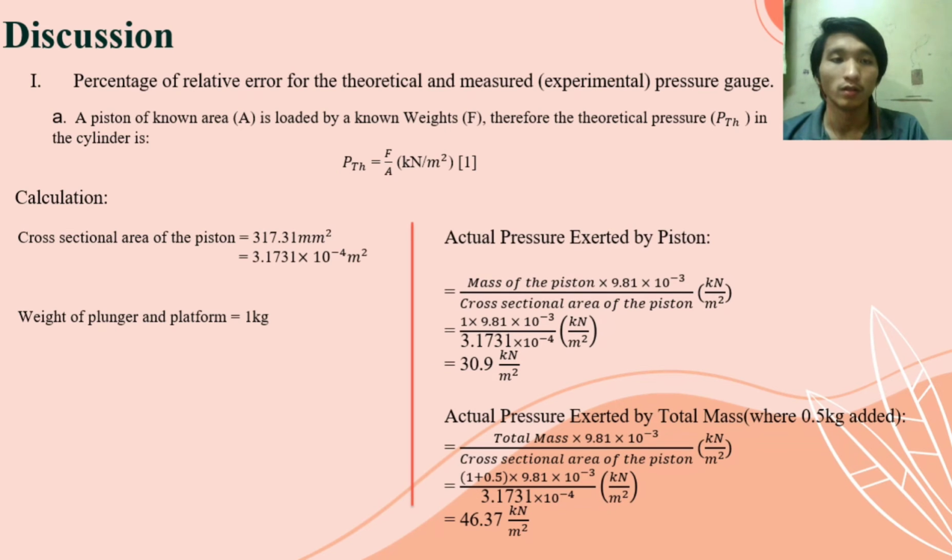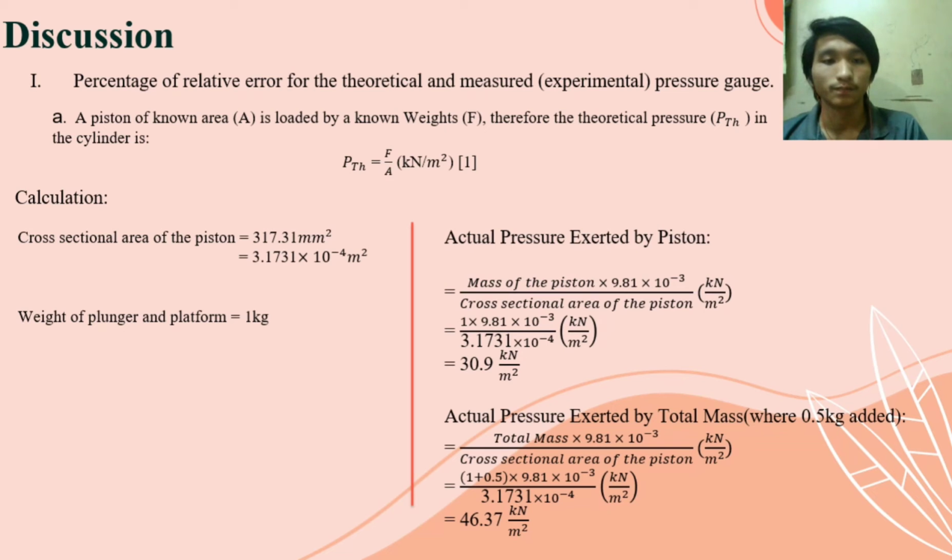Now we're entering the discussion part. The first question is the percentage of relative error for the theoretical and measured pressure gauge. A piston of known area is loaded by a known weight. Therefore, the theoretical pressure in the cylinder is given by the formula force over area.